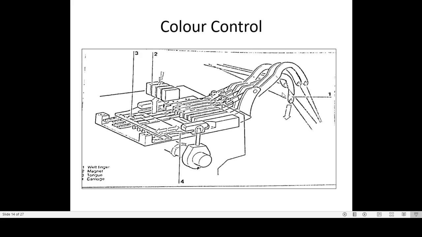So four fingers, four selectors, means four types of colors we can insert. In the rapier we have 4 to 16 colors. Like this, 16 magnets will be there, and here 4 magnets means a 4 color device. So this is the weft patterning device. See the figure carefully.